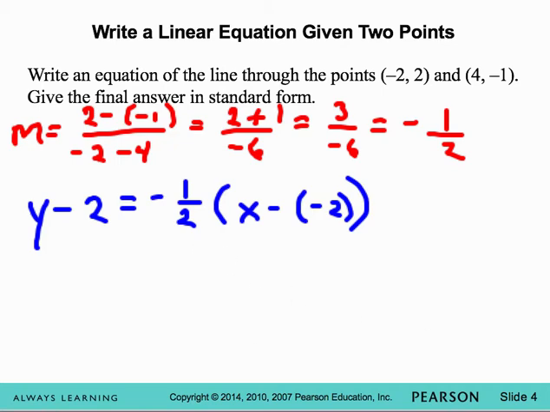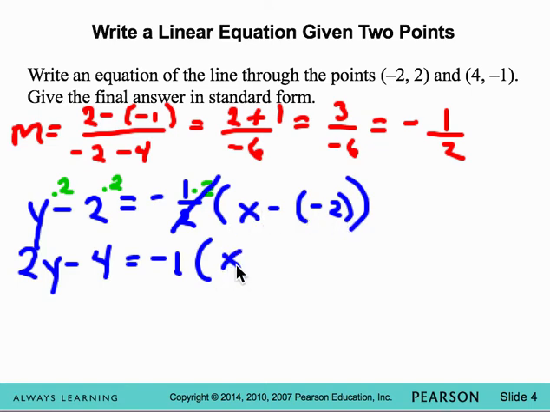Okay, I got a fraction again, but that's okay. I have an equation, so I'm going to multiply and get rid of the fraction, not inside parentheses. So that gives me 2y minus 4 equals -1, and I'm going to go ahead and make that x plus 2 as I'm rewriting it. Get rid of the parentheses now. 2y minus 4 equals -x minus 2.